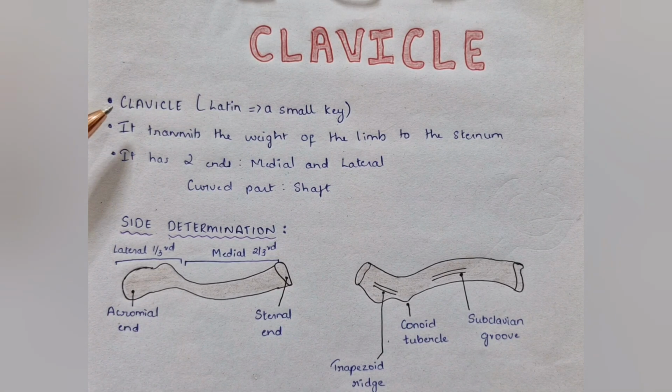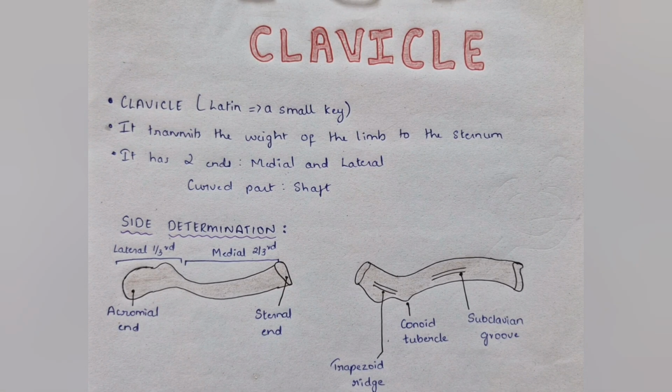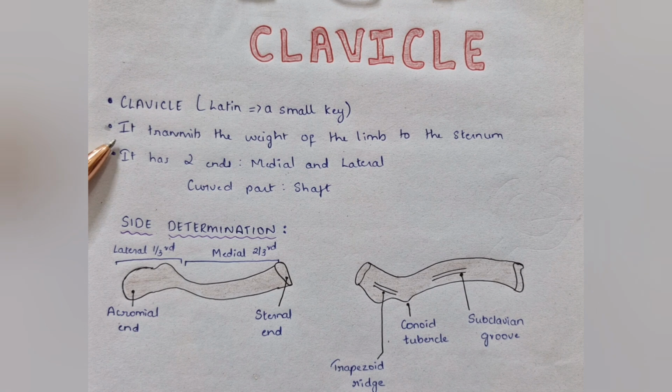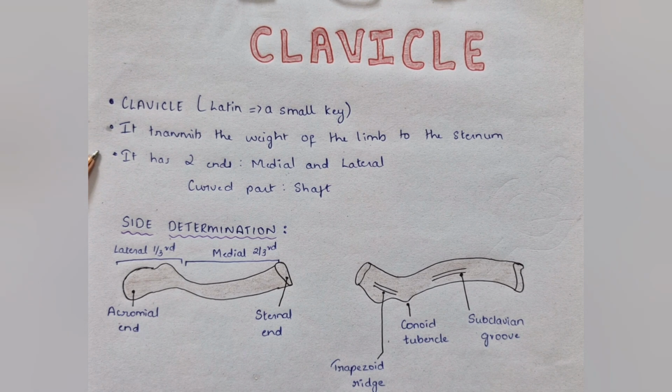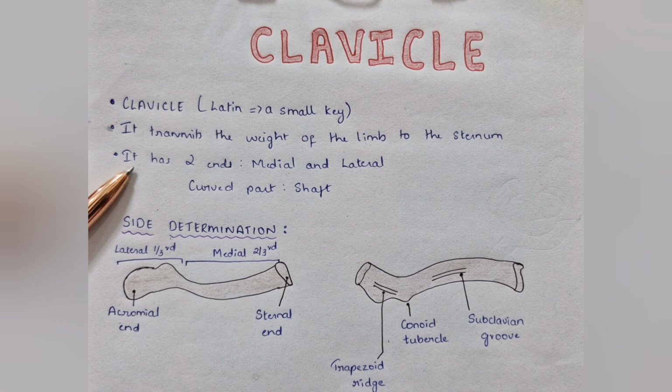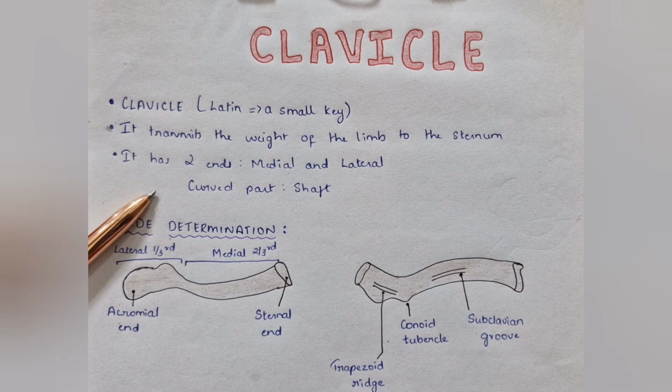Clavicle. Clavicle in Latin means a small key. It transmits the weight of the limb to the sternum. It has two ends, the medial and the lateral end, and the curved part is called the shaft.